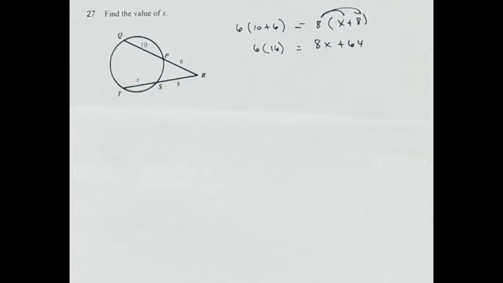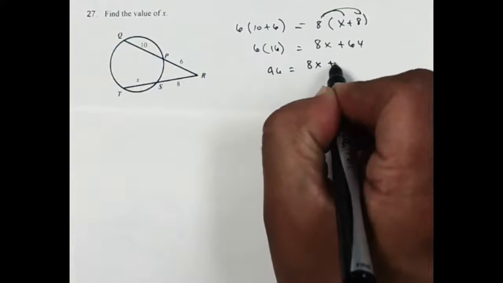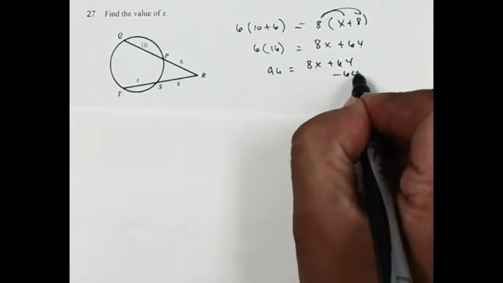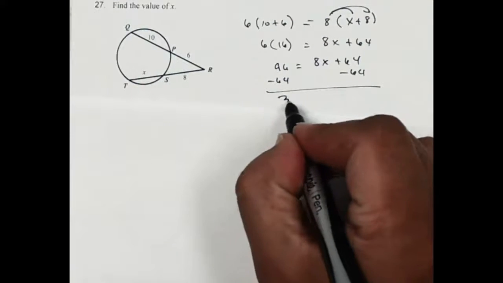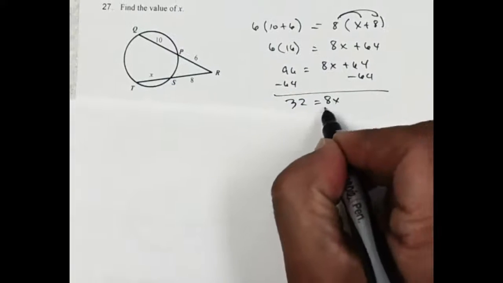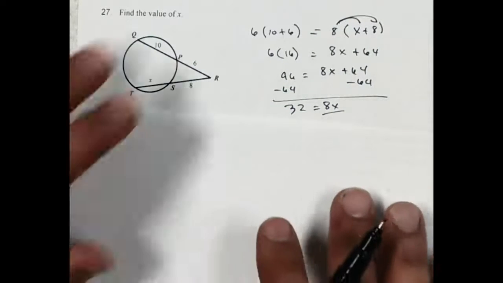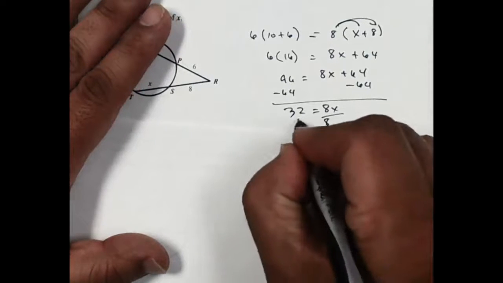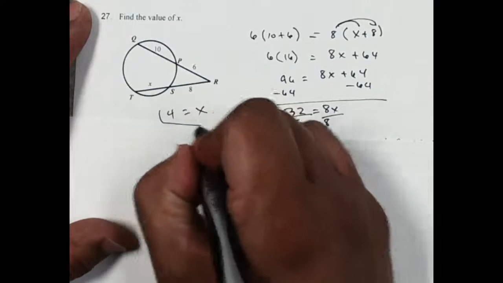6 times 16 is going to come out to be 96. So here I have 96 is equal to 8x plus 64. I subtract 64 from both sides. I get 32 is equal to 8x. Divide by 8, and that gives me x is equal to 4.